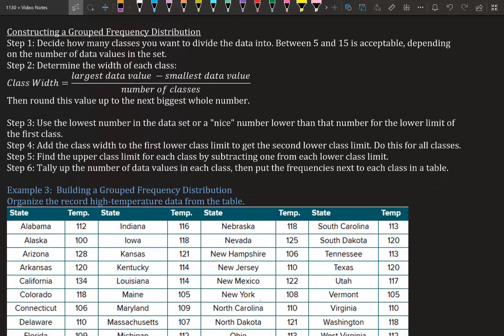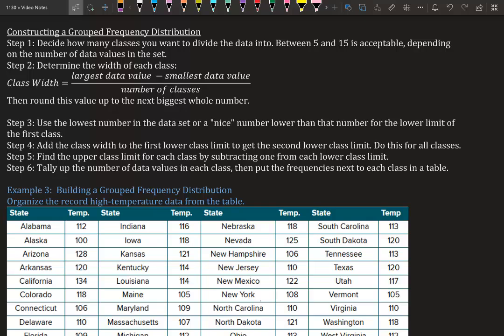You determine the width of each class. Class width is the largest data value minus the smallest data value, divided by the number of classes. Then you round this value up to the next biggest whole number. Use the lowest number in the data set, or a nice number lower than it, as the lower limit for the first class. Add the class width to the first lower class limit to get the second lower class limit. Do this for all classes. Find the upper class limit for each class by subtracting 1 from the next lower class limit. Tally up the number of data values in each class, then put the frequency next to each class in a table. I know when I read that, you're probably not understanding anything.